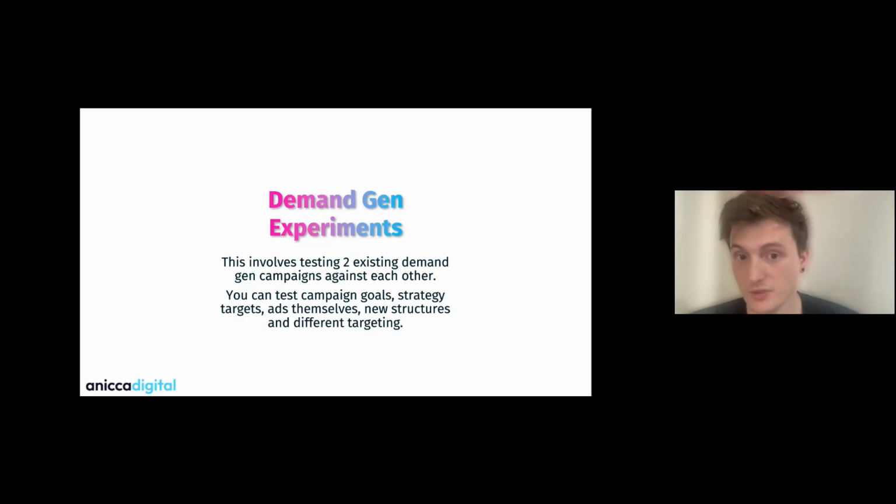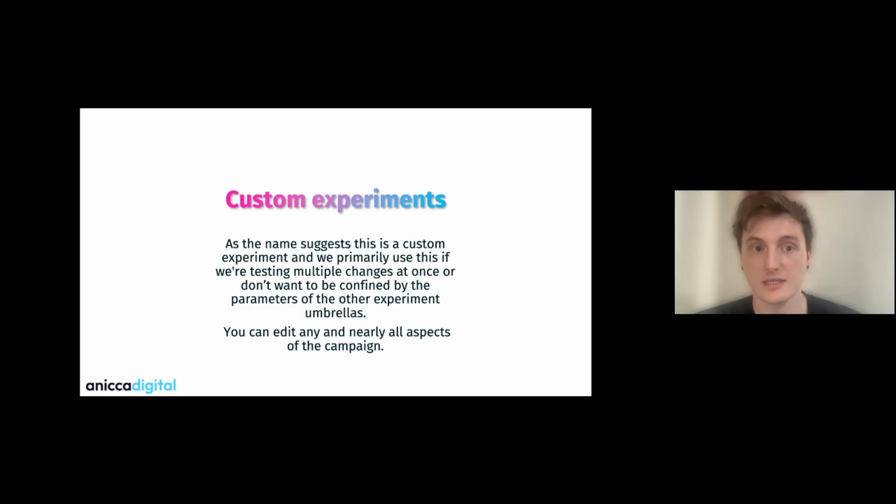So the last one available to us in Google Ads from a direct umbrella category is custom experiments. I tend to use custom experiments a lot, as you could probably imagine, and that's because of their flexibility. As the name suggests, it's a custom experiment, and we primarily use them if we're testing multiple changes at once, or don't want to be confined by the parameters of the other experiment umbrellas. And you can edit nearly all aspects of the campaign with a custom experiment.